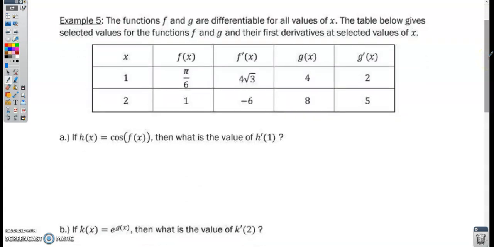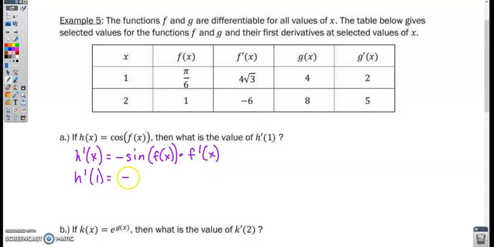We start with h(x), which is equal to the cosine of f(x), and we want to find h'(1). So first we're going to find h'(x). I need to apply the chain rule: derivative of the outside, leaving the inside the same, times the derivative of the inside. And now to find h'(1), I'm going to substitute 1 in here. Makes it the opposite of the sine of f(1) times f'(1).